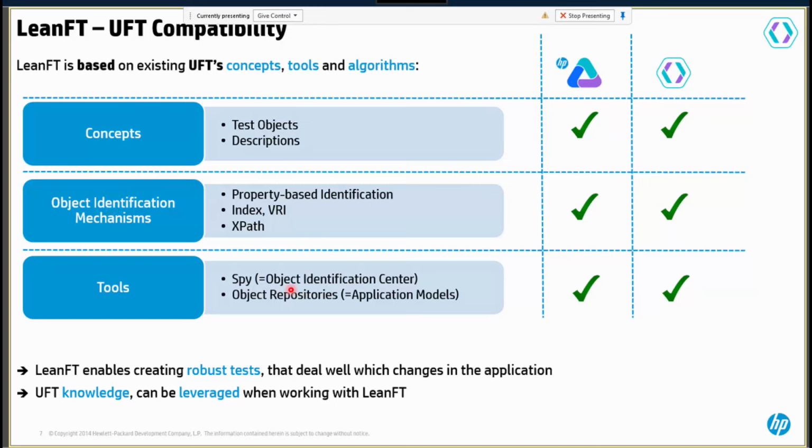And then kind of the bigger difference: object repository, we're going to use the word application model, and the Object Spy, right, with UFT, we're going to call that the Object Identification Center. I still call it the Object Spy regardless of which tool I'm in, because it sounds better to me, and I've been saying Object Spy for a number of years. And those of you who remember the GUI map, so you had the GUI map with WinRunner, and then Object Spy with UFT and QTP, and now Object Identification Center with LeanFT.